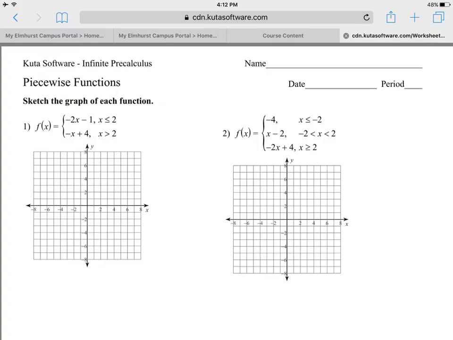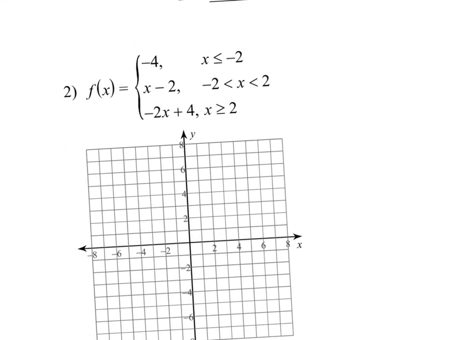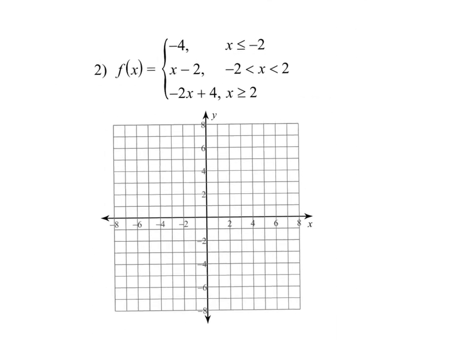Okay, so looking at this next problem on the paper, we have f of x is equal to negative 4 when x is less than or equal to negative 2, x minus 2 when we're between negative 2 and 2, and negative 2x plus 4 when x is greater than or equal to 2. So please keep in mind, I'm going to do these in 3 different colors. These are all like y equals, right? Each one of these, consider them separately when you are graphing them.